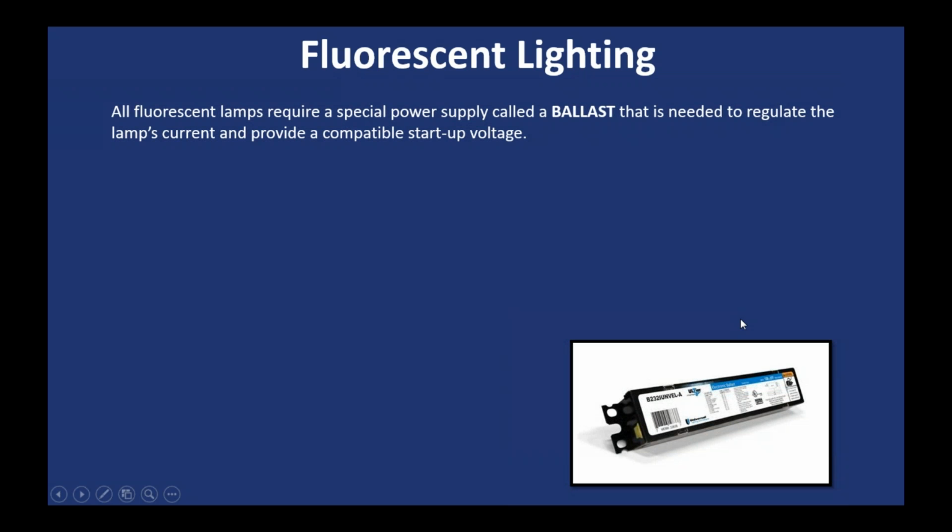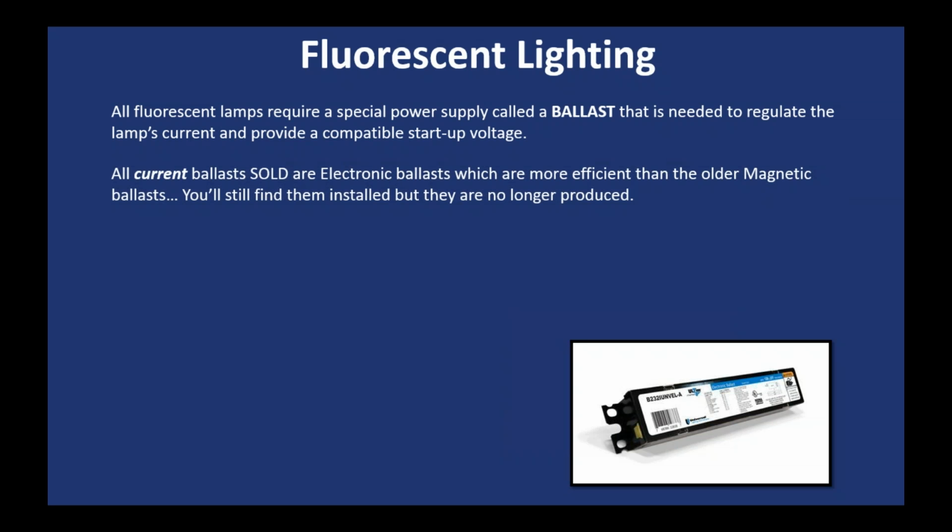So all fluorescent lamps need a power supply. We call that power supply a ballast. What that ballast does is it takes line voltage and it regulates the lamp's current so that it can start and light the lamps that are there. Very necessary to make those work.